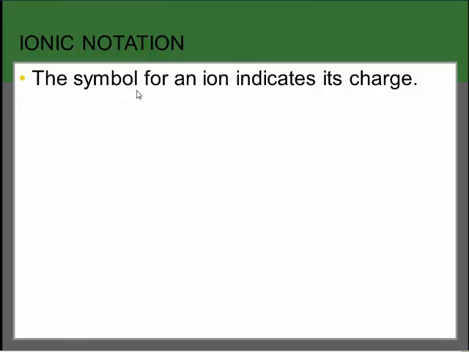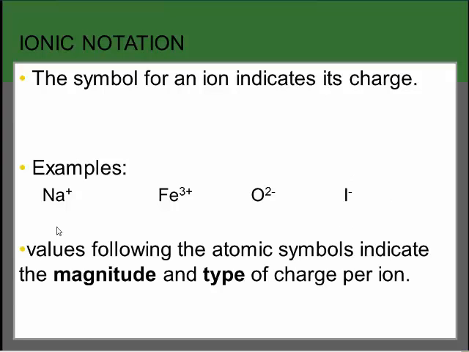When we look at the symbol for an ion, that indicates its charge. As we saw before, we saw Fe2+, iron 2+, and we saw O2-, oxygen 2-. So other examples, sodium with a 1+ here. We don't write the 1, that's understood. Iron 3+, here we include the 3 to indicate it has 3 positive charges. Again, we saw O2-. And here's iodine with a 1- charge. The values following the atomic symbols indicate the magnitude, 3, and the type of charge, plus, per ion.